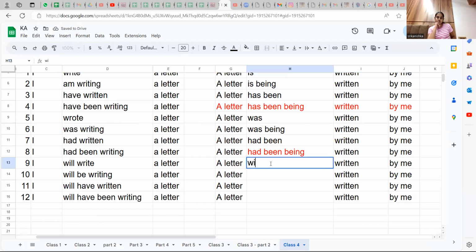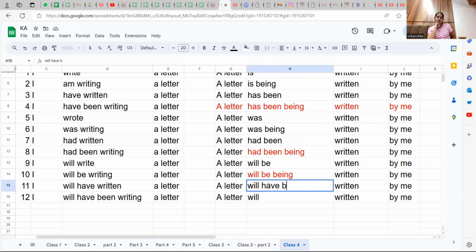Everywhere you are going to put a will first. Will. From there, you are going to go for it, right? Will be written by. Will be written. Now, it's going to be will be being written. And then two be verbs are there. So, you are going to have a blank here. Now, a letter will have been written. Will have been written.